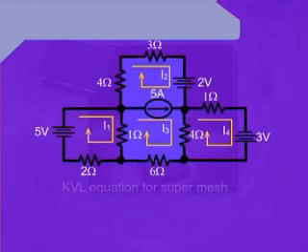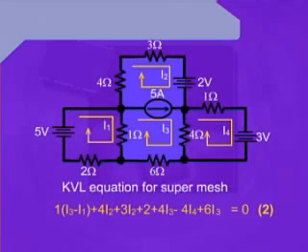Now, we consider the super mesh. Considering the super mesh, we can start from the point C. As we start from the point C, we can write 1 into I3 minus I1. This one is due to the 1 ohm resistance, and I3 minus I1 is due to the currents which are flowing through the 1 ohm resistance in the mesh 3.